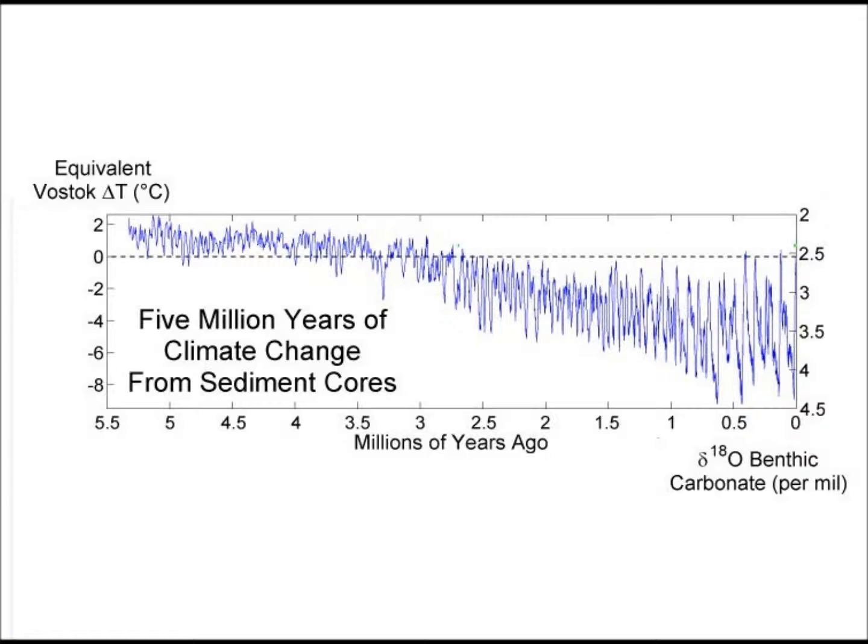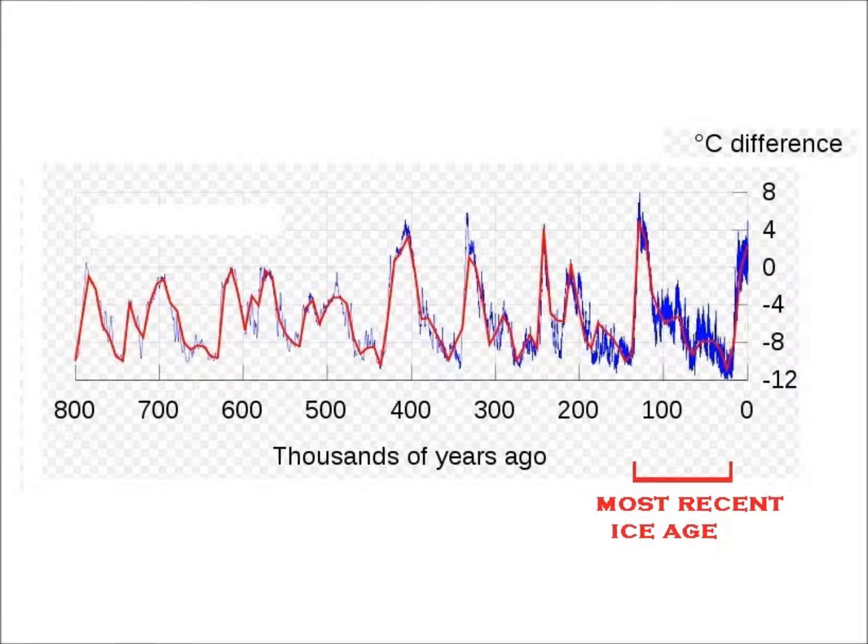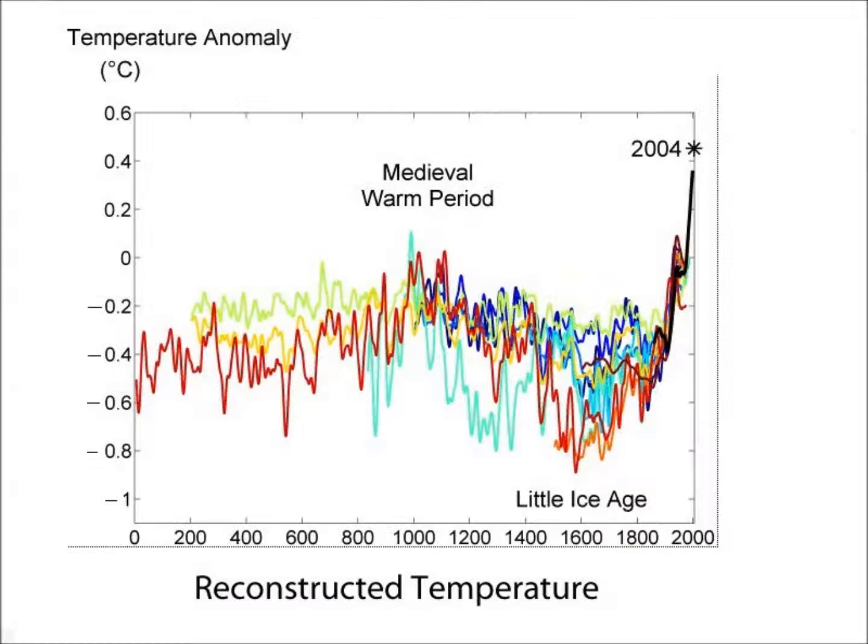Using a time scale of 5.5 million years, even something as significant as the last ice age is not readily obvious. On a scale of 800,000 years, the ice age becomes visible, but not the current greenhouse event. For the current greenhouse event, a time period of 2,000 years seems to be the most appropriate time frame.